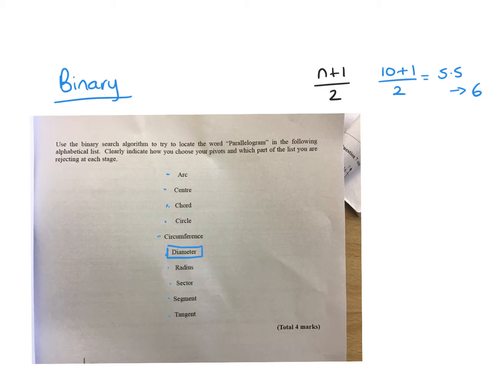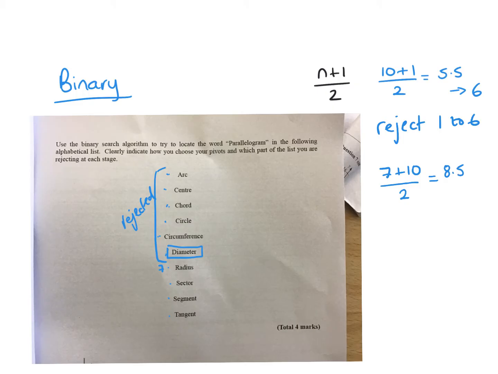We all know P comes after D in the alphabet, so we reject 1 to 6. So all of this has now been rejected. Now we know in the list, this is the seventh one. So we're going to start at 7 plus 10 and divide that by 2, and we're going to get 8.5. We're going to round that up to 9. So the ninth one in the list is sector.